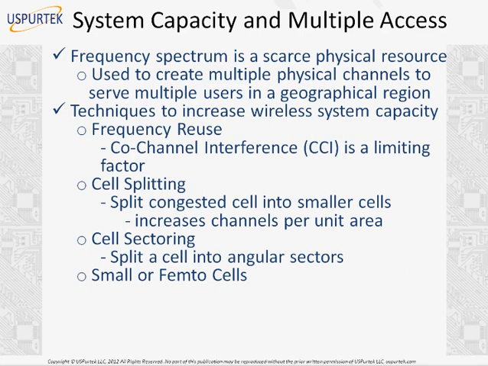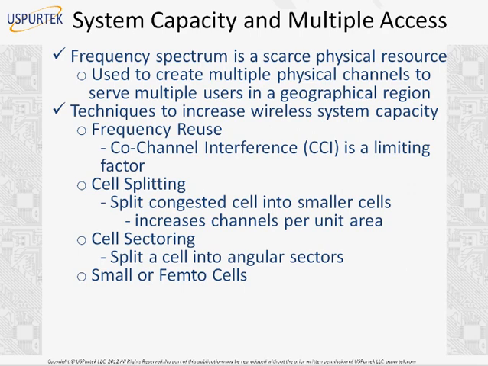Okay. Now let's move on to the next very interesting topic of system capacity and multiple access. The wireless system capacity is of concern to all the commercial wireless communication carriers, as 2G, 3G, or 4G, because the frequency spectrum in any country is a scarce physical resource, and you need this to create multiple physical channels to serve multiple users in any geographical region. And you know, in every country, the governments basically auction this frequency spectrum, and there is a big cost involved in it for the carriers. So they are always under pressure to devise techniques to serve more users using the same frequency spectrum.